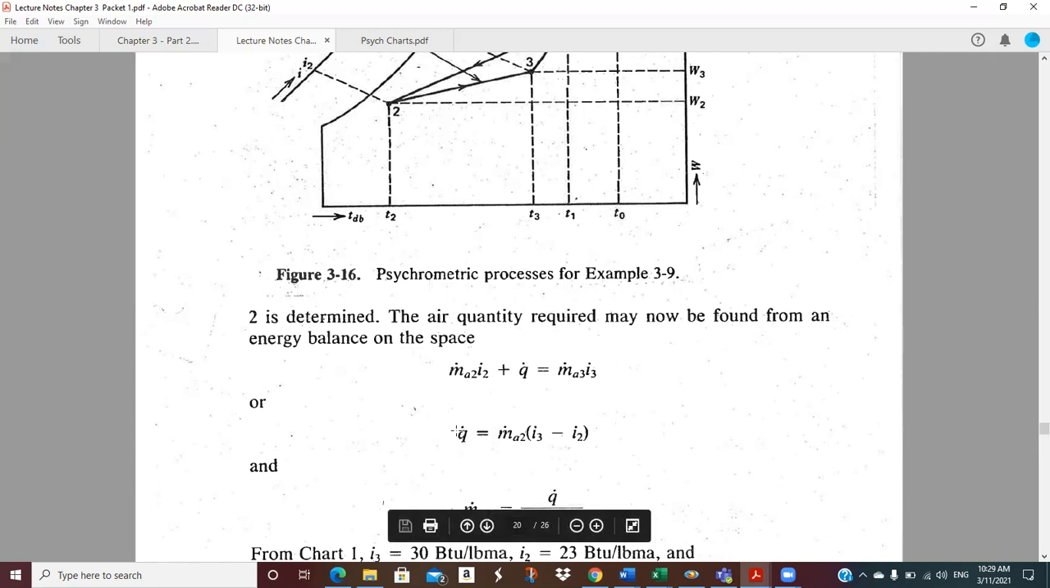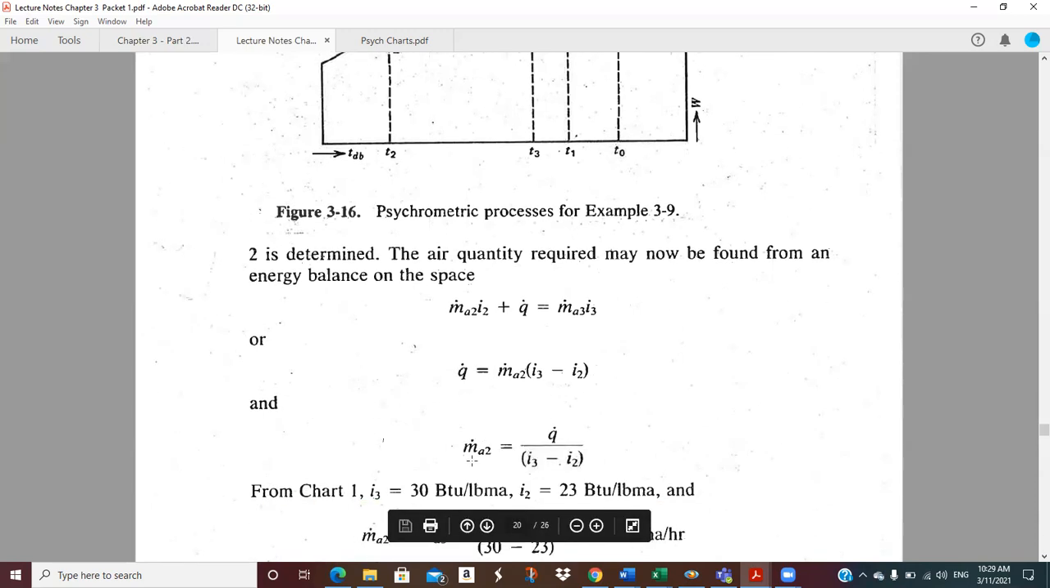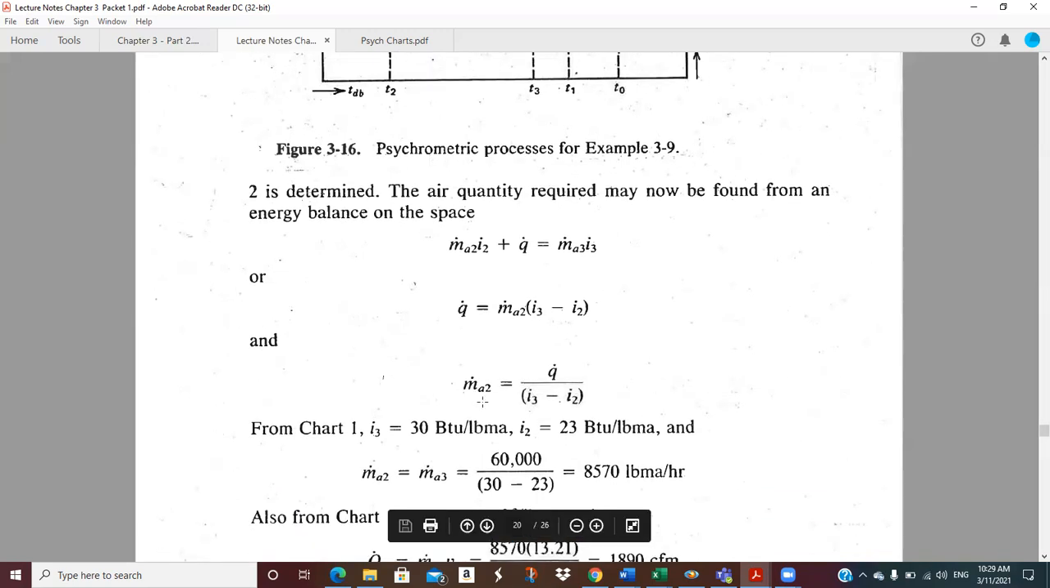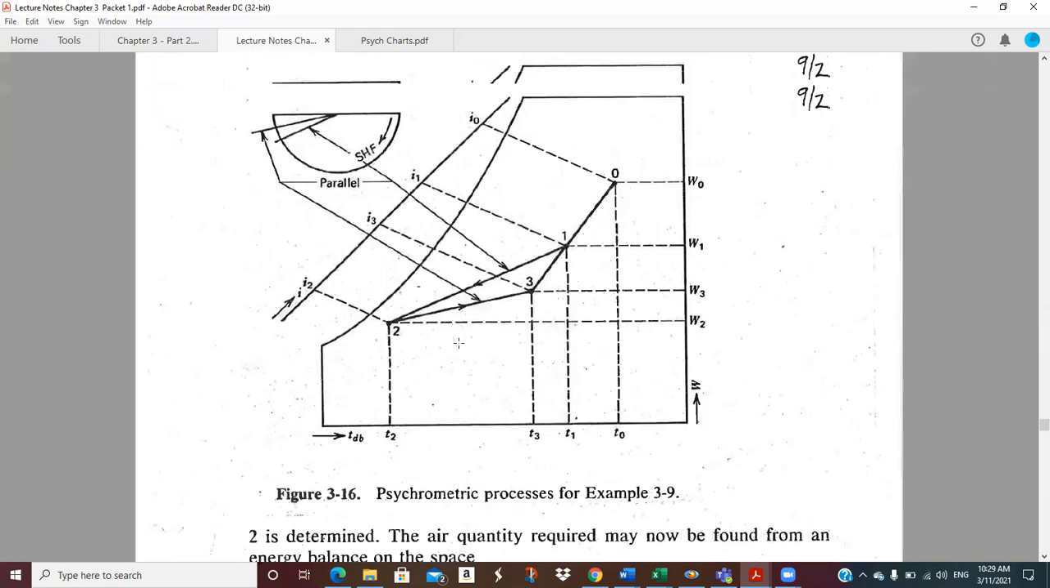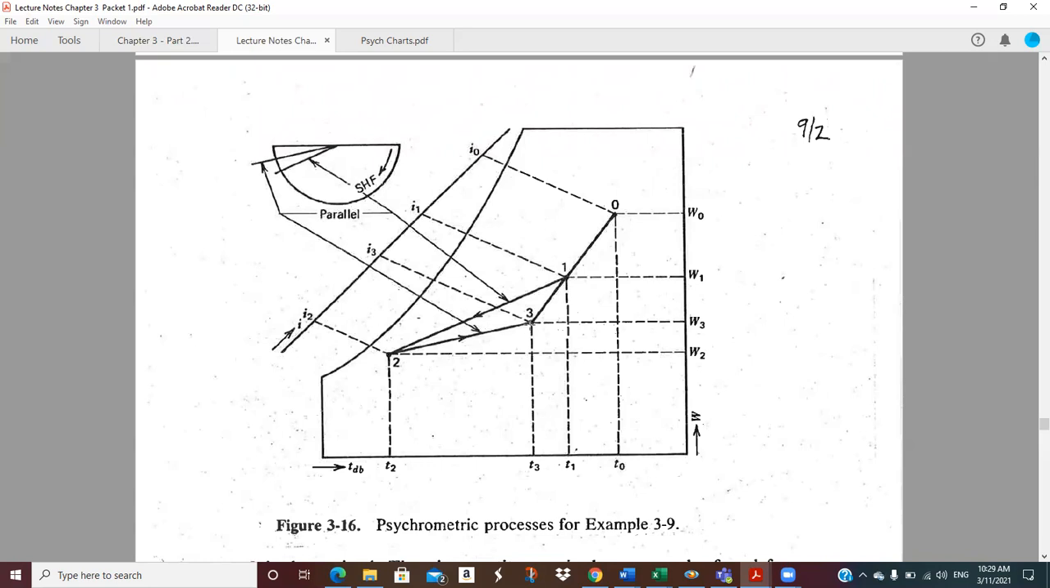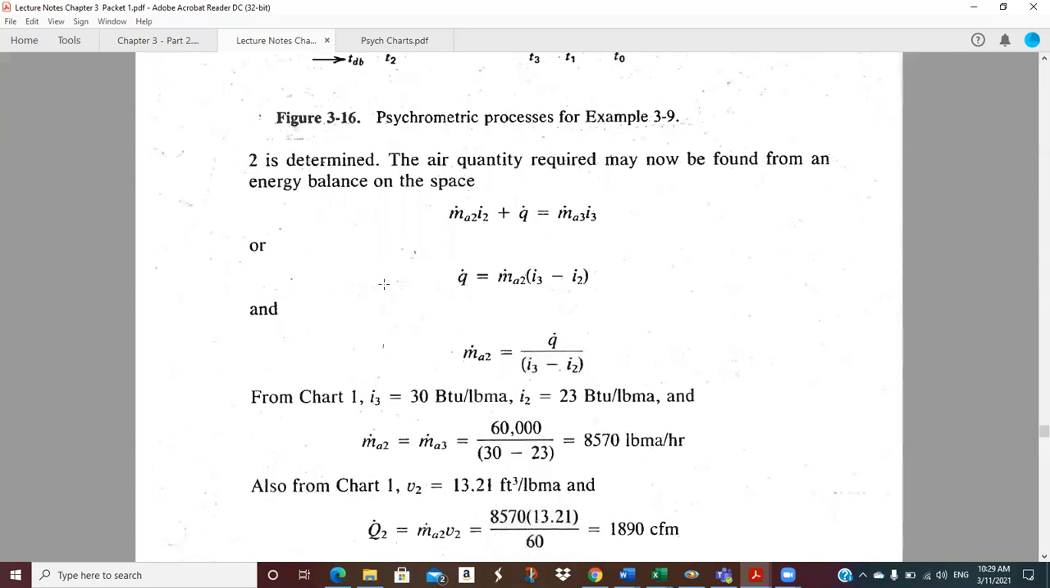We solve the equation for M dot A2. This just takes a couple of steps to write the equation. We get M dot A3 equal to M dot A2, and then we factor, and solve for M dot, the mass flow rate of air into the space. So that's the 60,000 divided by the enthalpy difference between the return air exiting the space and the supply air at 58, which we just pull off of the psych chart. So there's I2 and there's I3. We just read them and plug them in.